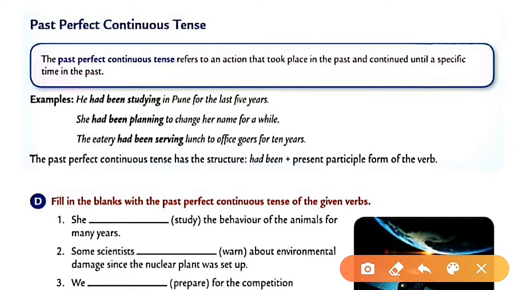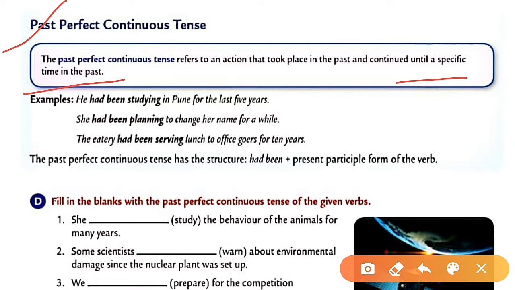So guys, start from past perfect continuous tense. What is past perfect continuous tense? Past perfect continuous tense refers to an action that took place in the past but continued until a specific time in the past. Means any specific work has started in the past, and it continued for a particular period of time in the past and completed in the past only. That is known as past perfect continuous tense.